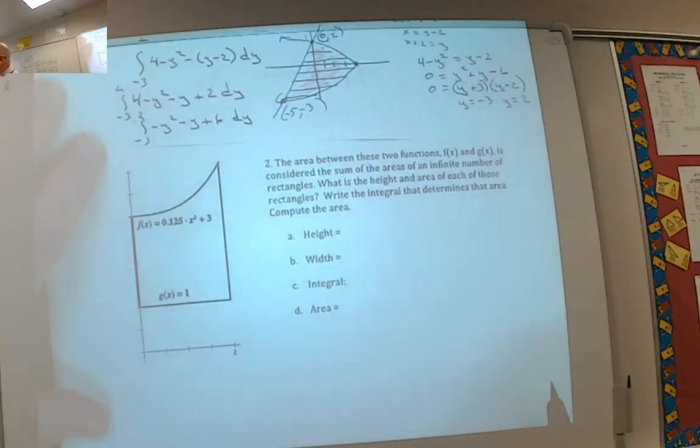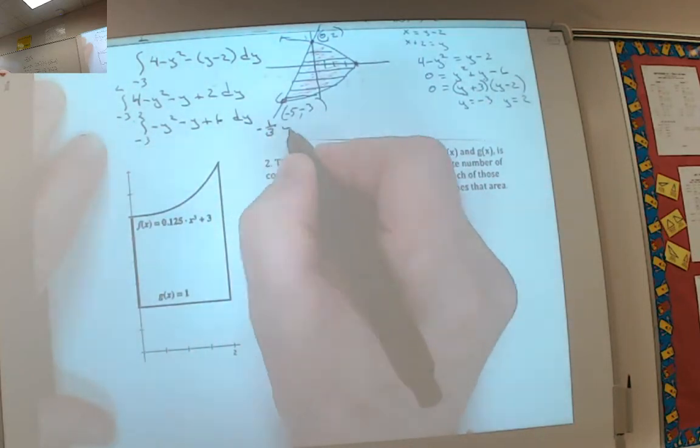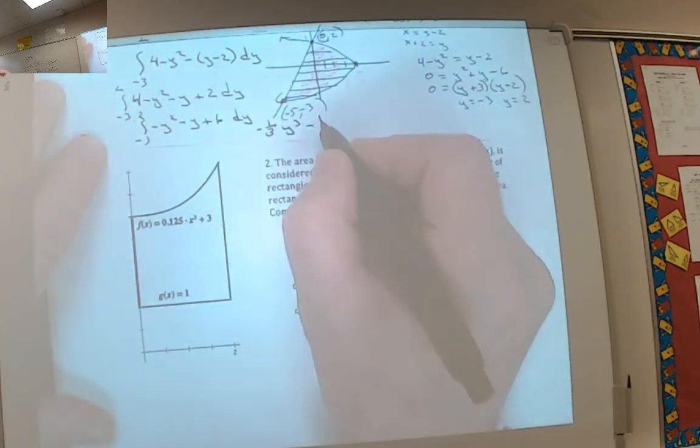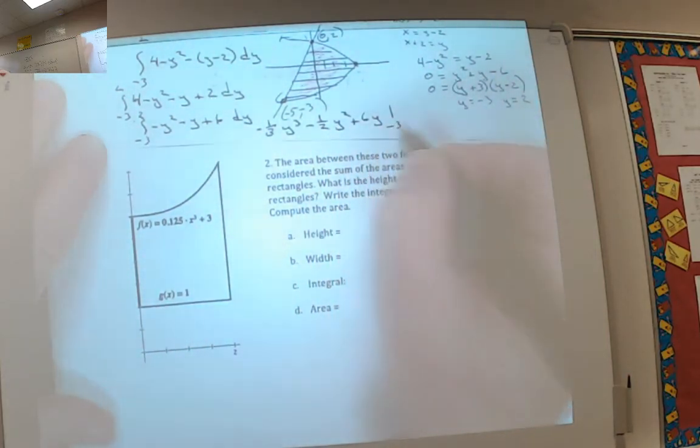You see where she gets 4 minus y squared? Do you see where she gets a minus y minus 2? Do you see how I distributed the negative sign? Do you see how I had 4 plus 2 and successfully got 6? Then we'll leave the antiderivative: negative 1/3 y to the third minus 1/2 y squared plus 6y. Evaluate it from negative 3 to 2.